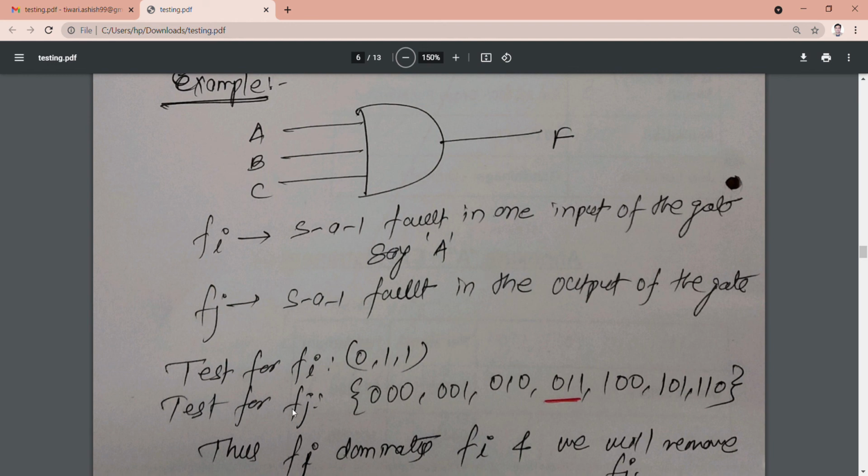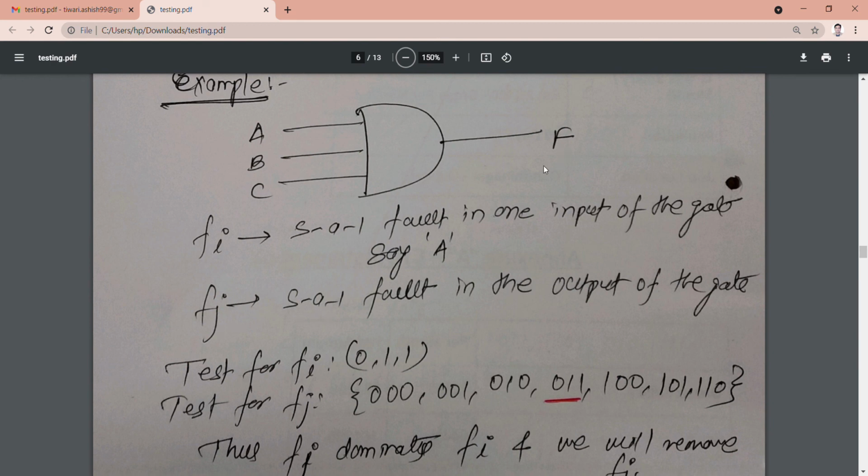Now if you are going to test Fj, what is Fj? The fault at this place, F, is always stuck at 1. So you can apply a number of test vectors. You can make all inputs 0, or you can make any of the inputs 0. So here: 0 0 0, 0 0 1, 0 1 0, 0 1 1, 1 0 0, 1 0 1, 1 1 0. All these test vectors are for the case of Fj. What is Fj? F is stuck at 1.